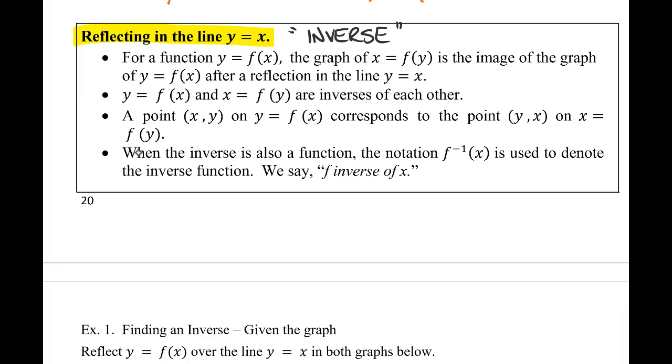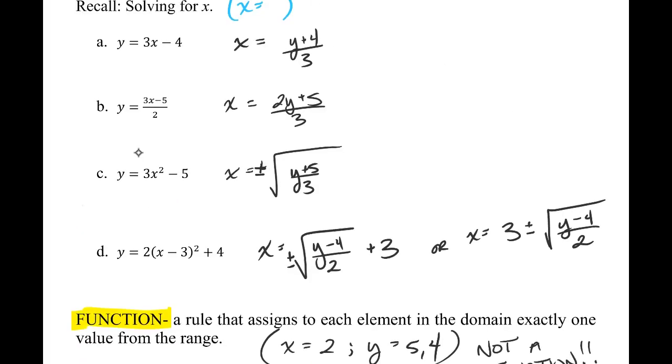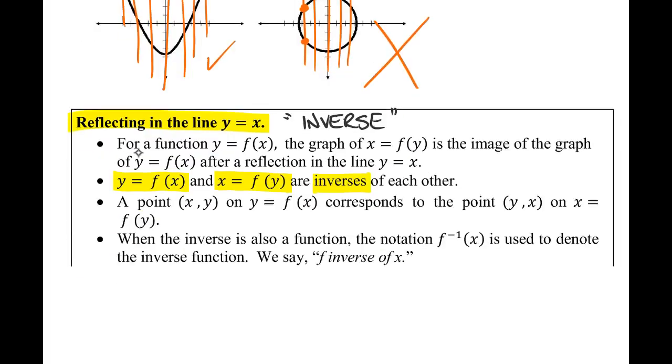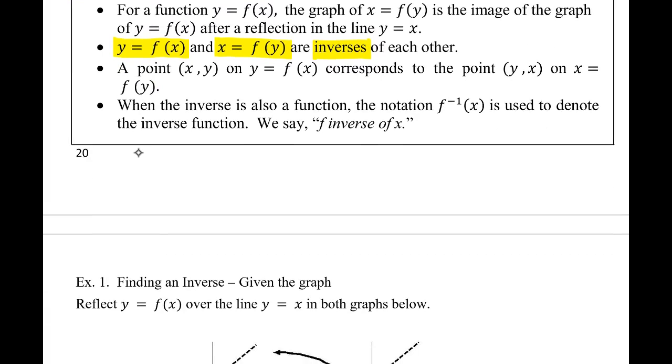So just note that we've got a little bit of language confusion there. So you've been warned. So for a function y equals f of x, the graph of x equals f of y is the image of the graph reflected in the line y equals x. So that sounds super wordy, super mathy. We'll get into what that looks like in our examples. So the key idea here is that y equals f of x and x equals f of y are inverses of each other. So basically we're just doing what we did in these examples here, isolating x instead, putting it on the other side of the equal sign.